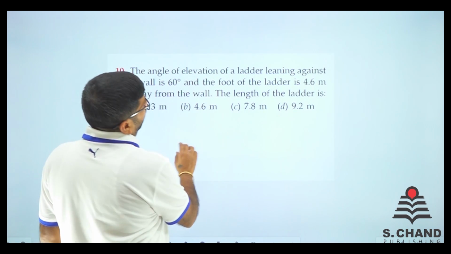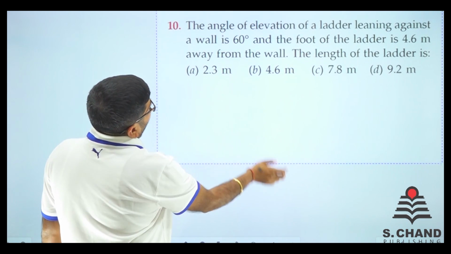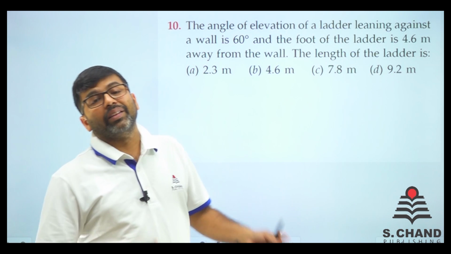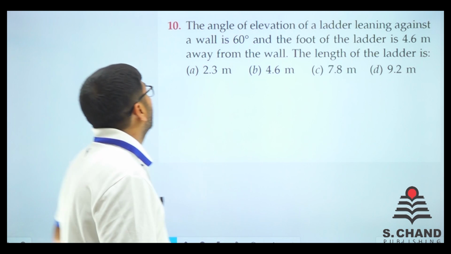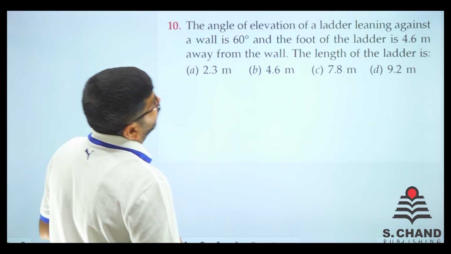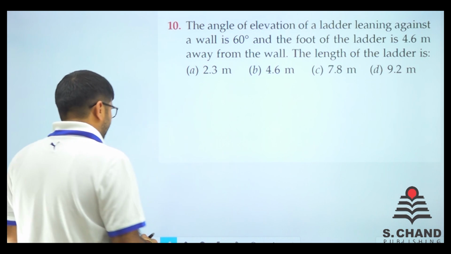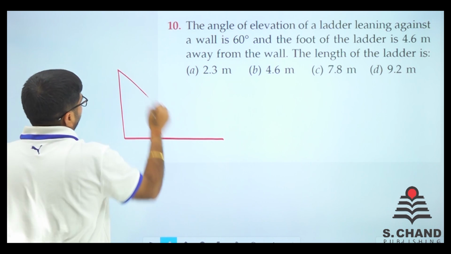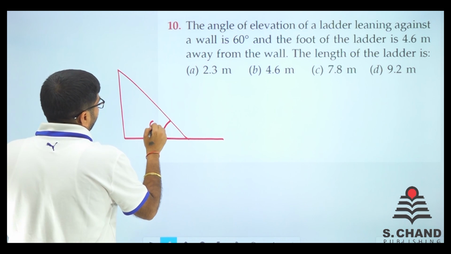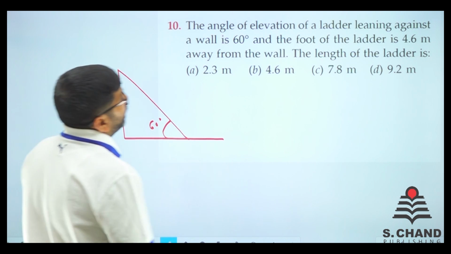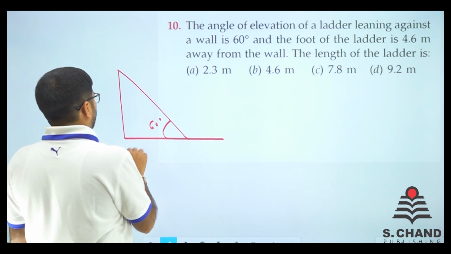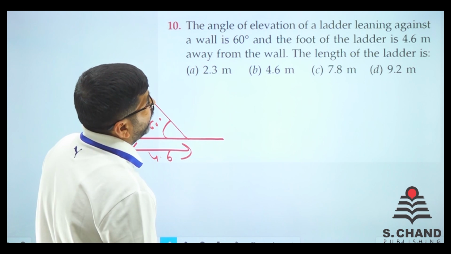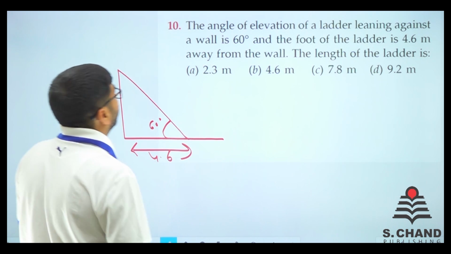Question number 10, again a very typical question of height and distance, because there is a ladder, there is a wall, and let's see what it says. An angle of elevation of a ladder leaning against a wall is 60 degree. So let's make the wall, let's make the ladder, and the ladder is here. This angle is 60 degree as it is said. And the foot of the ladder is 4.6 meter away from the wall. The length of the ladder is, you have to find the ladder, right?